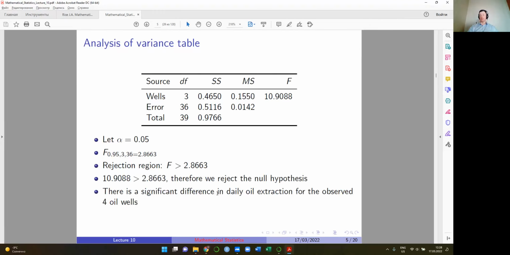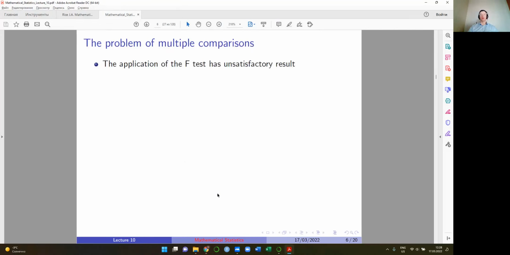Well, we concluded that there is a significant difference in daily oil extraction for the observed 4 oil wells, but we still don't know which well is better or which well is worse. So we are not sure about the particular group which differs from others, or maybe there are several groups that differ from others. Well, so now we start today's material.